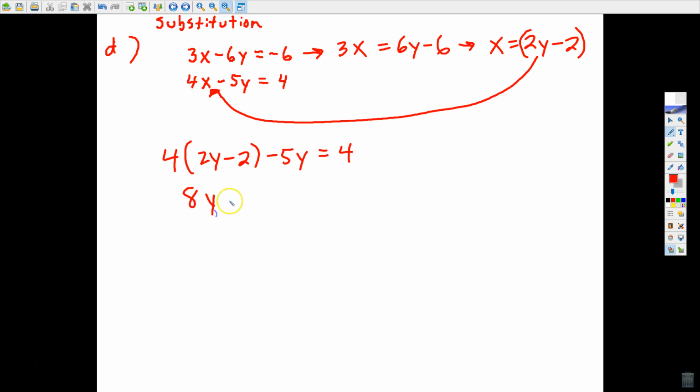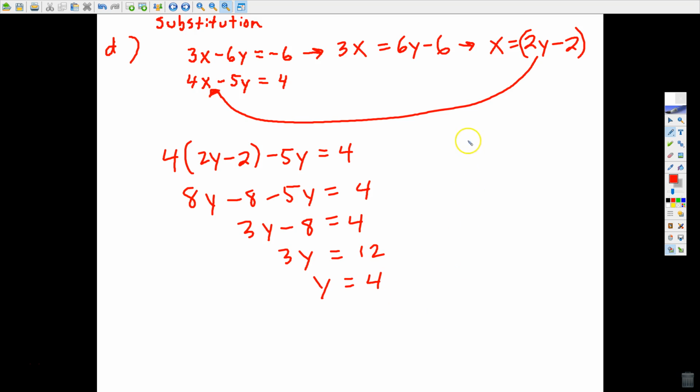Distributive property, 8y minus 8 minus 5y. Combine like terms. 3y is 12, y is 4. Okay, so half of our answer is determined.